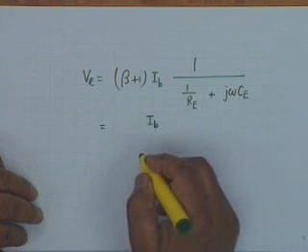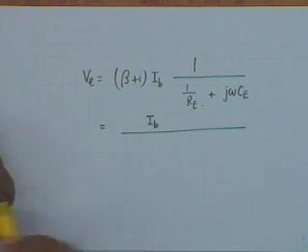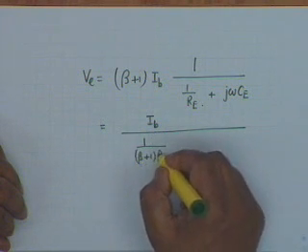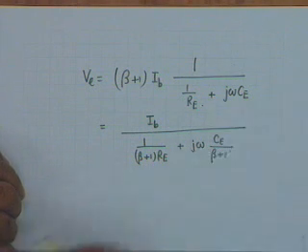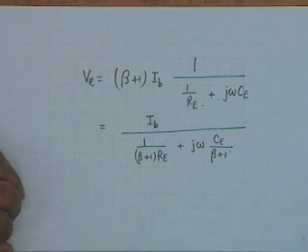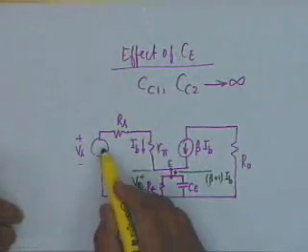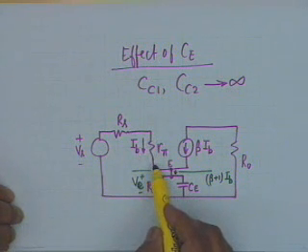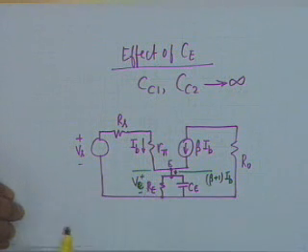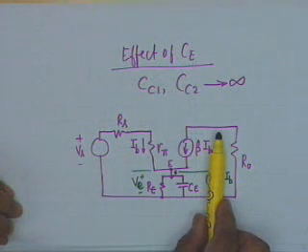This I can write as I sub B multiplied by, now I divide both numerator and denominator by beta plus 1. Then I get 1 over beta plus 1 Re, plus j omega Ce divided by beta plus 1. Is that okay? Is that clear? Now if I write the KVL equation in the base circuit, then Vs would be IB times Rs plus IB times R pi plus VE. If I can write VE as the product of IB and an impedance, then obviously I can decouple the input and the output circuit. Is that clear?